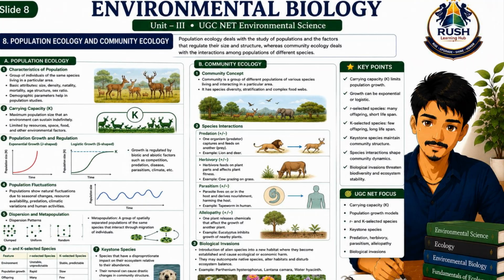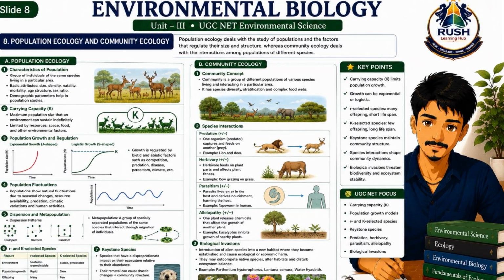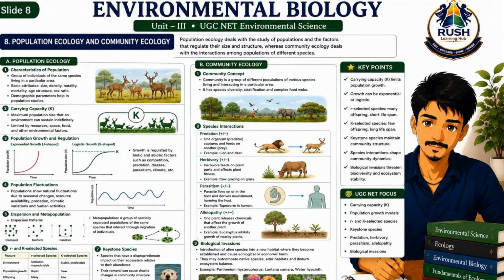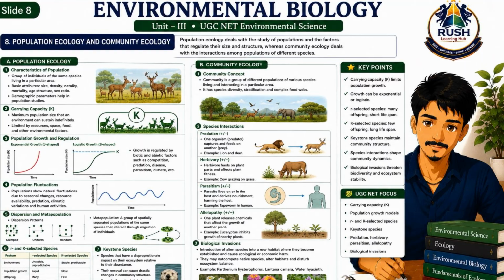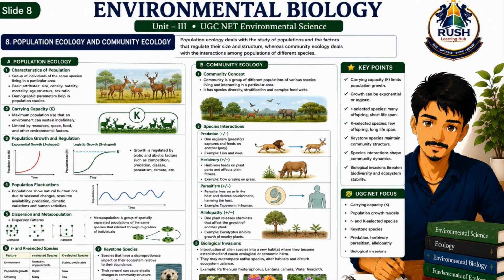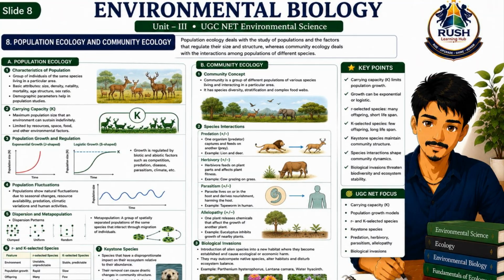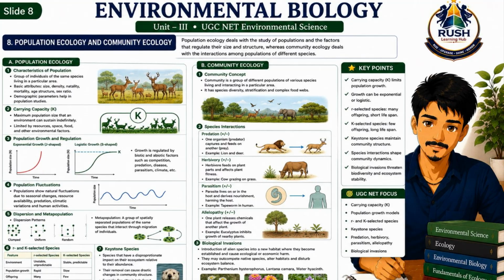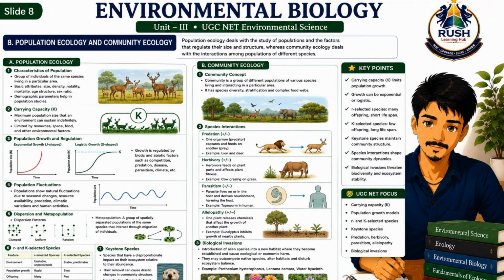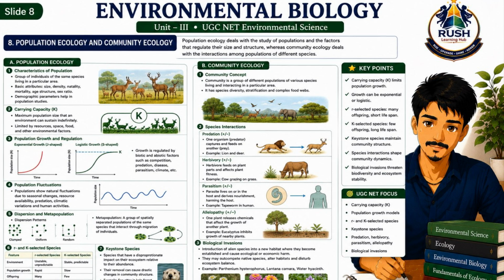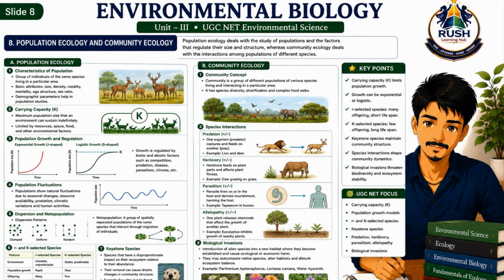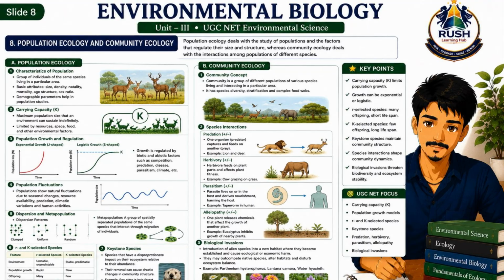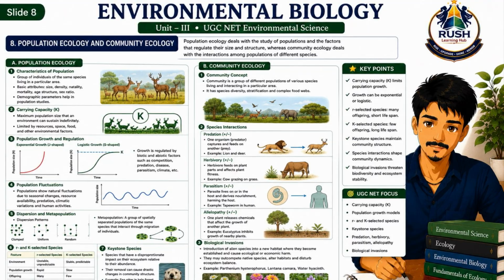From the UGC NET examination perspective, special emphasis should be given to carrying capacity, logistic and exponential growth models, R-selected and K-selected species, keystone species, and different types of species interactions. Therefore, population ecology explains how populations grow and are regulated, whereas community ecology focuses on interactions among species that ultimately determine ecosystem structure, stability, and biodiversity.